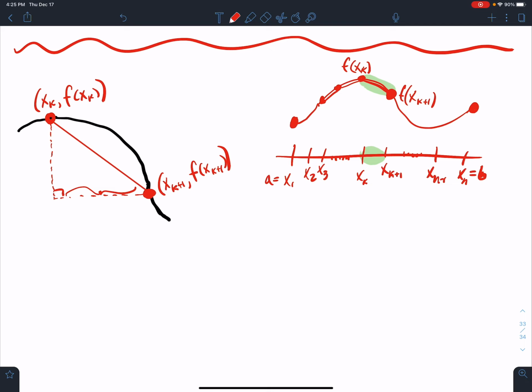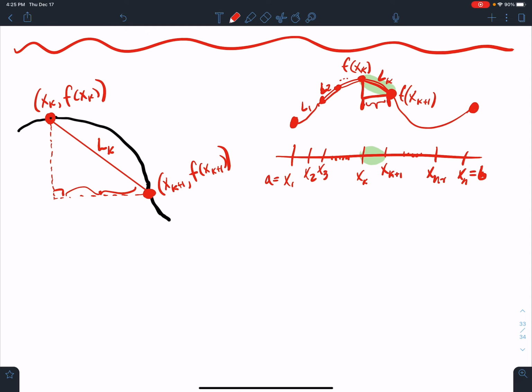Now, I'm going to call this L1, L2, and then so on all the way to LK here. So this LK is the length of that line segment there. I'm just giving these pieces names. How do I find the distance? If I draw my triangle there, how do I find the distance from here to here?